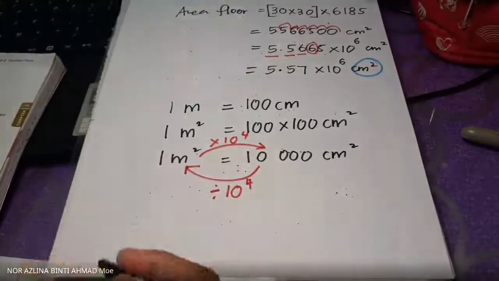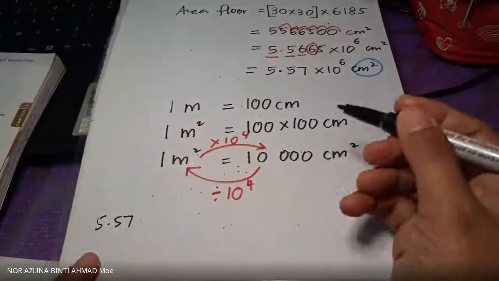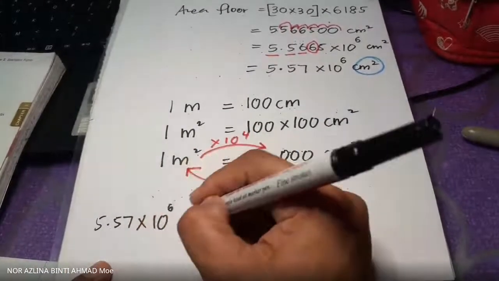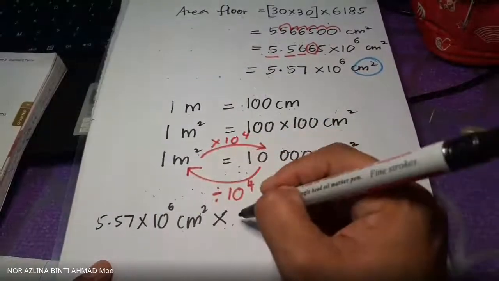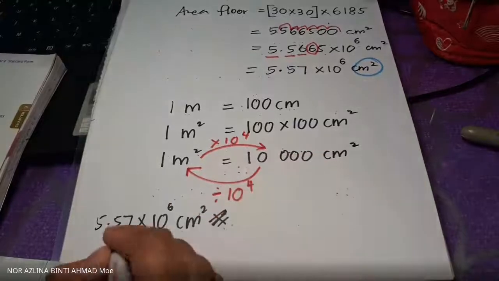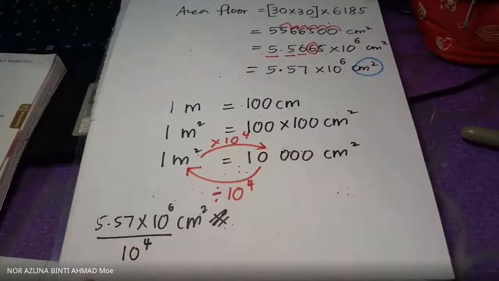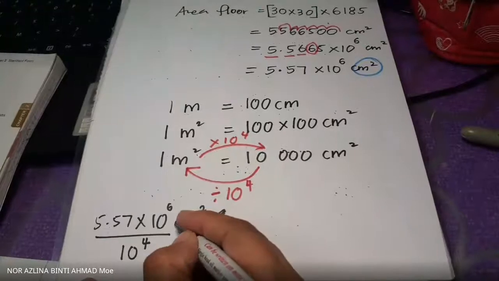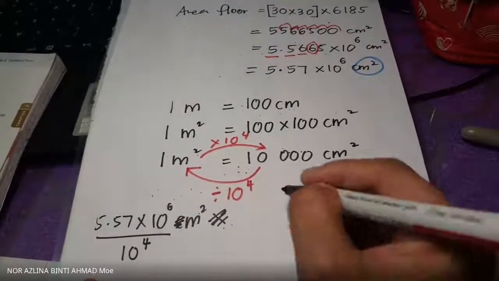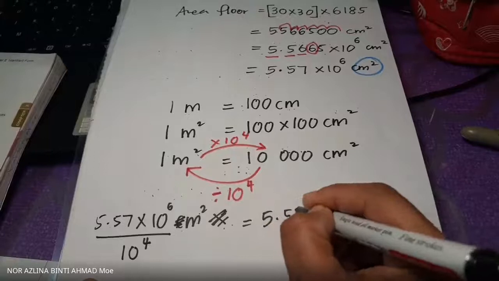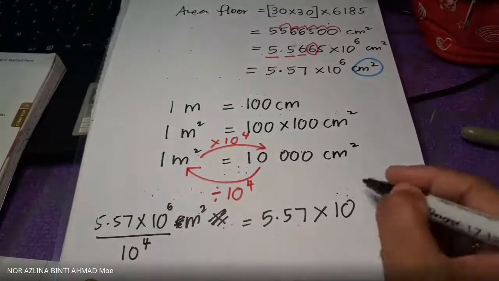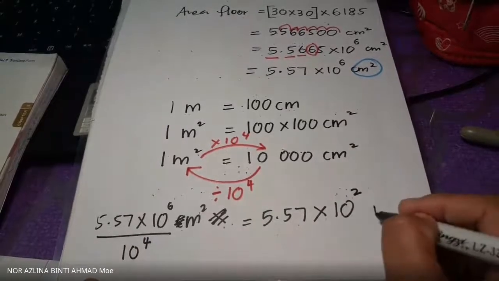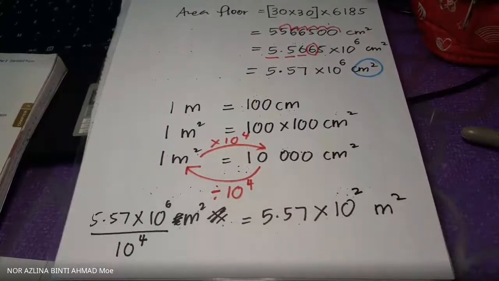So 5.57 times 10 to the power of 6 cm squared. Okay, we want to change to meter squared. So I divide 10 to the power of 4. Okay, so ini akan jadi meter squared. So final answer 5.57 times 10 to the power of 6 minus 4 because division, times 10 to the power of 2 meter squared. Understand class?